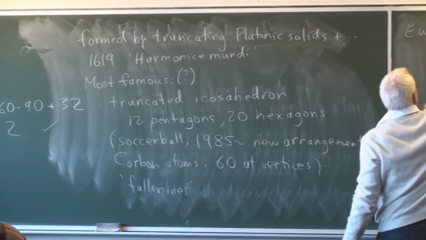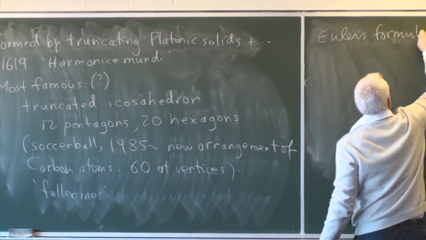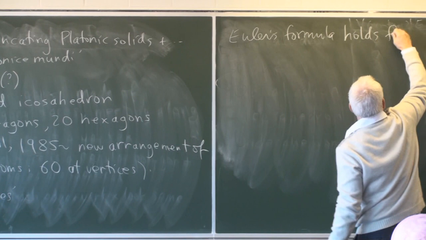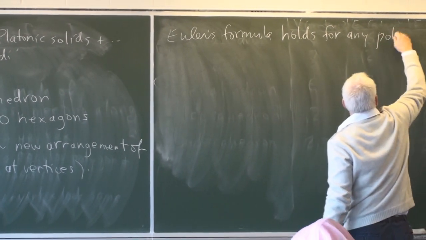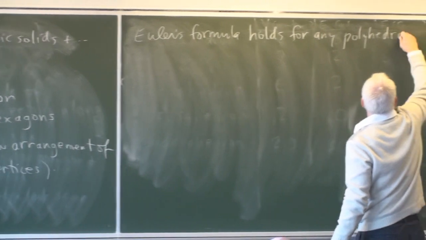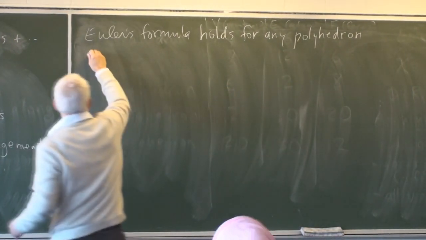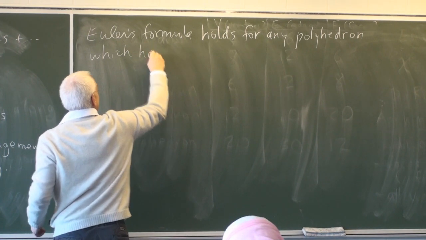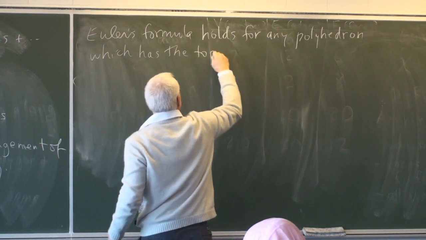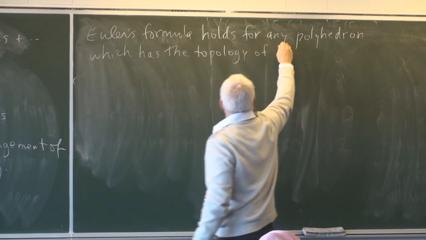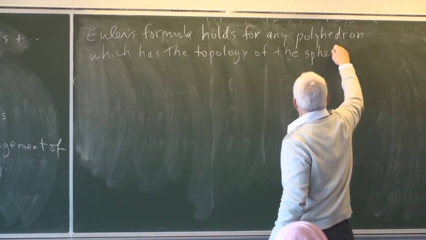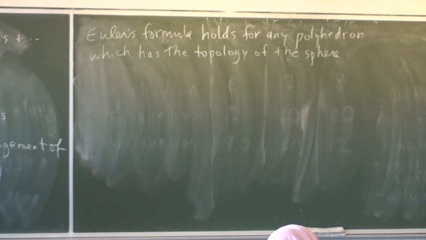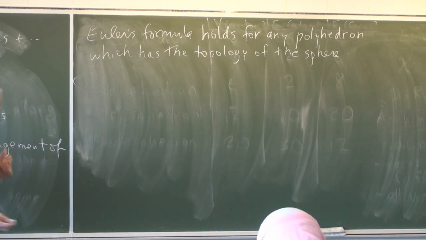So Euler's formula holds for any polyhedron which has the topology of the sphere. So in some sense, it's really ultimately a theorem about the sphere. So how can we connect it with the sphere?